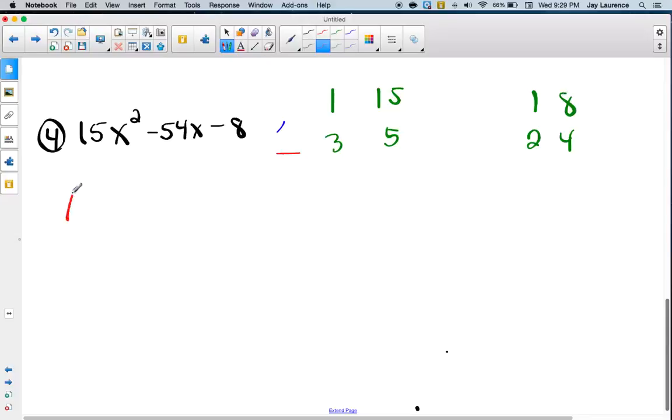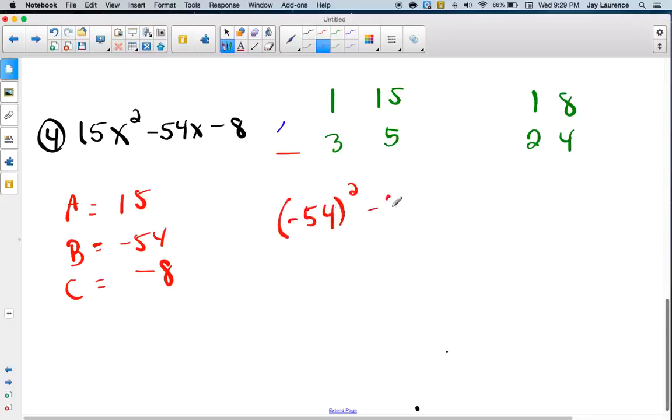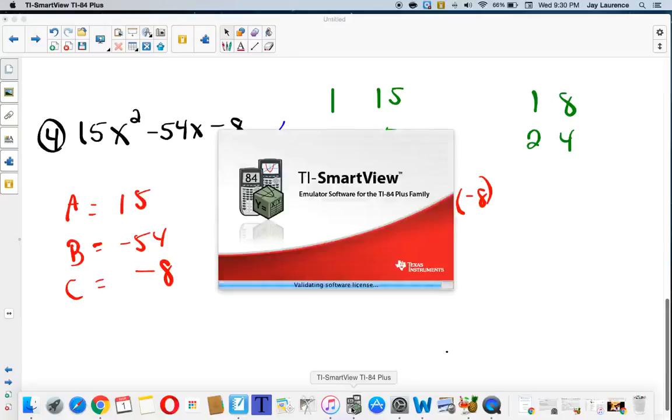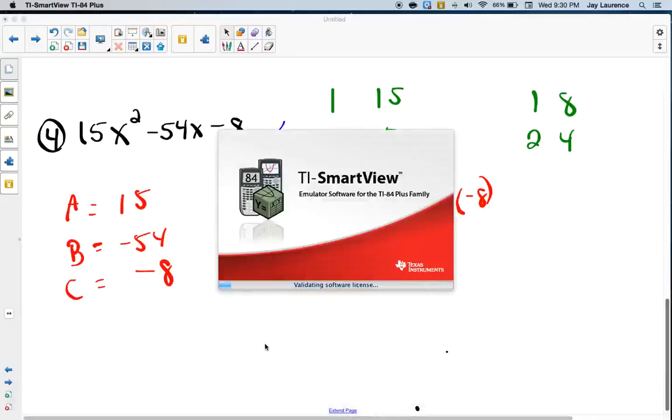So we're going to go A, B, C. Easy as 15, negative 54, negative 8. And so I'm going to need to go negative 54 squared minus 4AC. Okay, and it's okay to go to your calculator on this. Save you a little time, so let me get my calculator up and running.